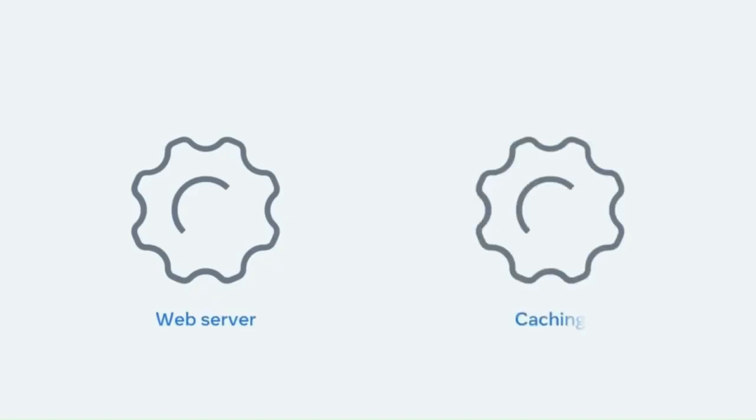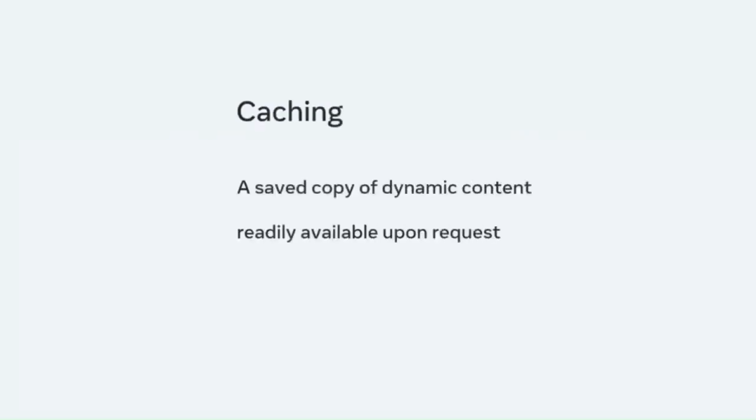Web servers use a process called caching instead of generating content dynamically for every request. Caching means the web server keeps a copy of dynamic content. If the content is requested again, the web server can immediately send this cached version instead of passing the request again to the application server.